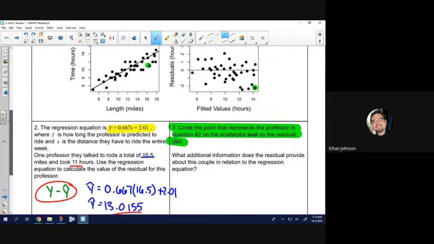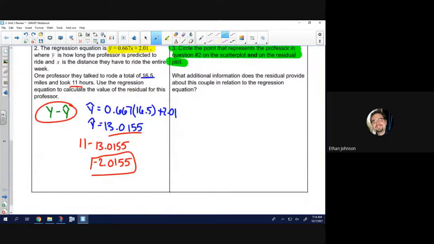Second part of the question. What additional information does the residual provide about the professor in this situation? So, we can say it is below the predicted line.